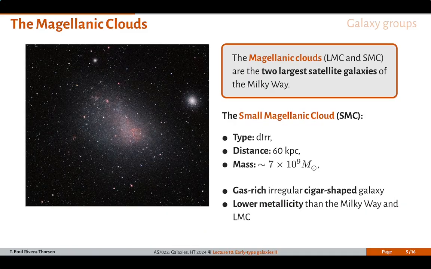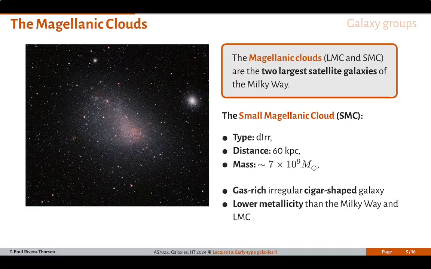The Small Magellanic Cloud is a dwarf irregular galaxy. It is cigar-shaped, more or less. It has a lower metallicity than the Milky Way and the Large Magellanic Cloud. It is a little bit further away from us than the Large Magellanic Cloud, about 60 kiloparsecs away. And it is also, as you can see, somewhat lower in stellar mass, down to around 7 times 10 to the 9 solar masses. So about a third of the mass of the Large Magellanic Cloud.